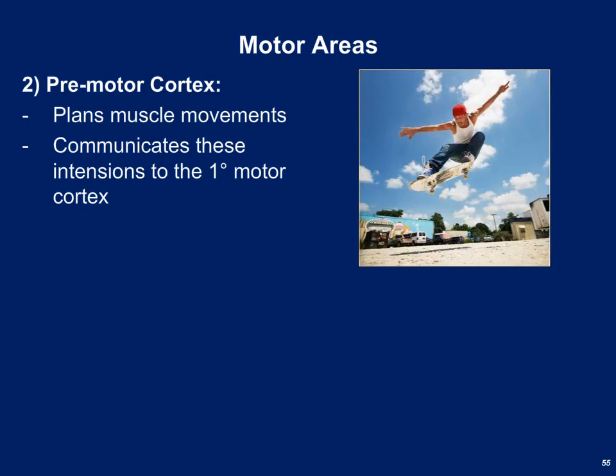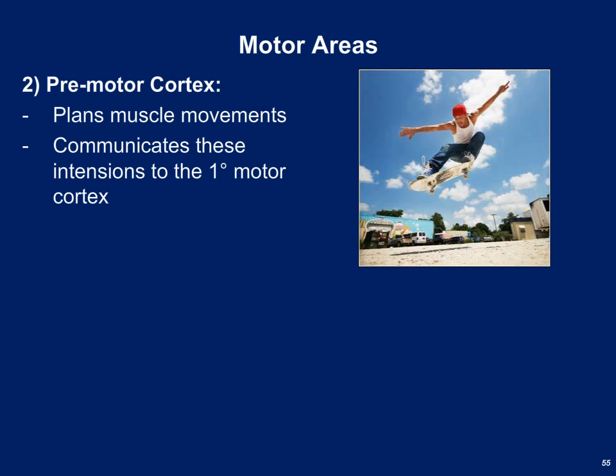Adjacent to the motor cortex, we also have something called the premotor cortex. The premotor cortex is located just anterior to the primary motor cortex. The function of the premotor area is to plan skilled muscle movements.